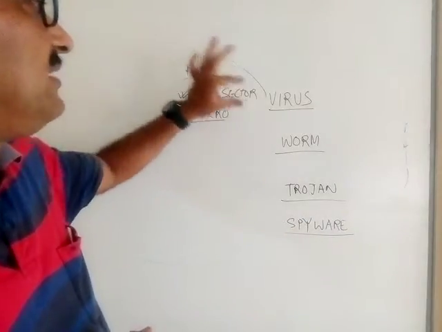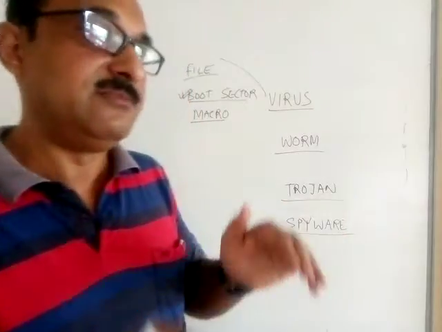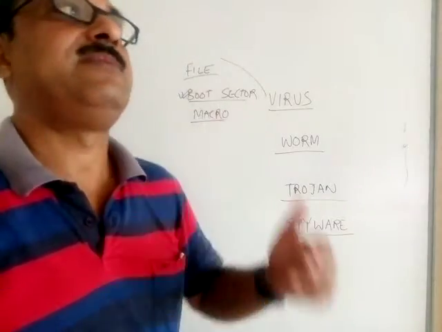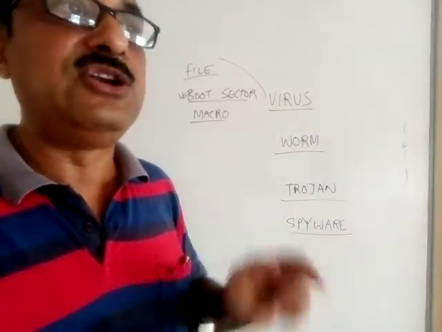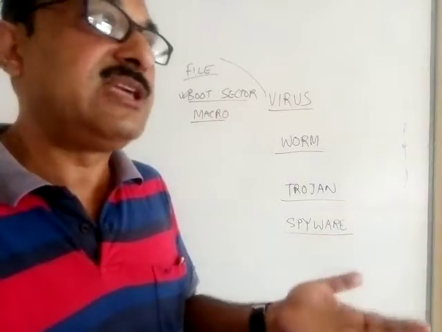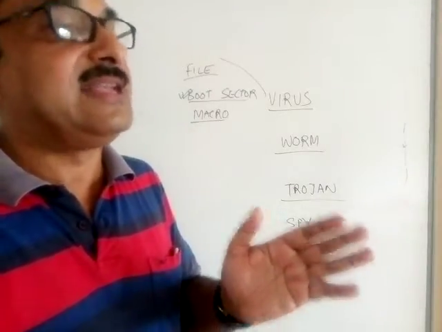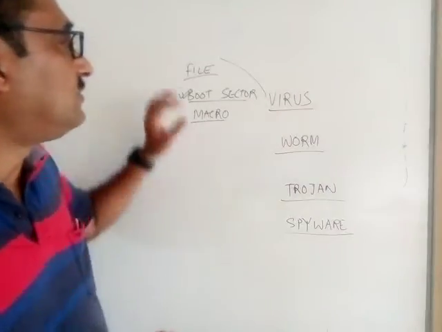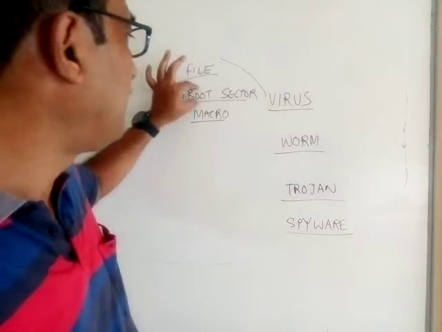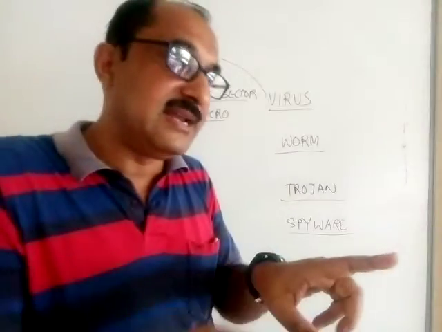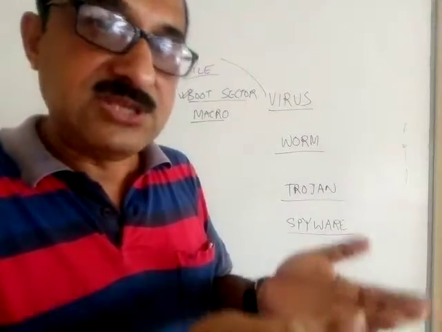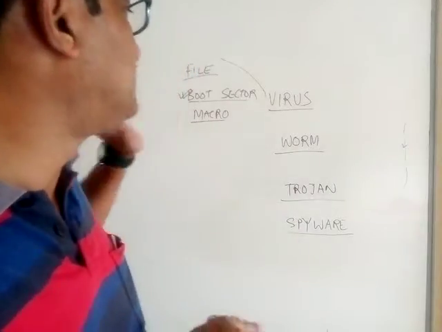File virus is normally when the virus infects a particular executable file. Executable file means the file which can be executed, like .exe file, .com file, .bat file. When you're talking about any application, that application file has to be an executable file, right? So normally when the virus resides in an executable file, we call it file virus. Boot sector virus, when it gets itself attached to a file which is required for booting a system, that means loading an operating system, that is called boot sector virus.